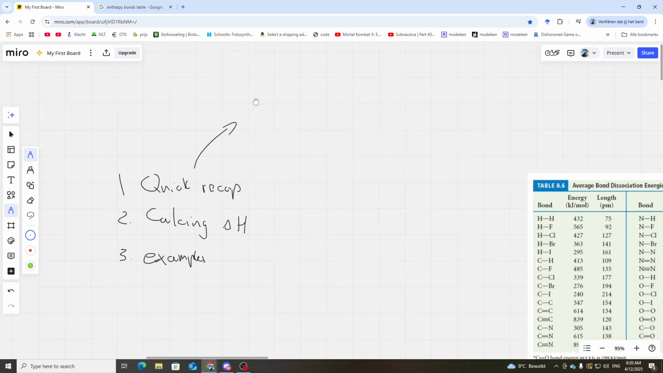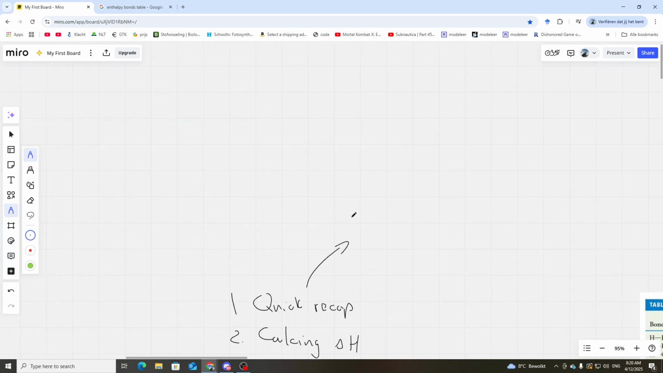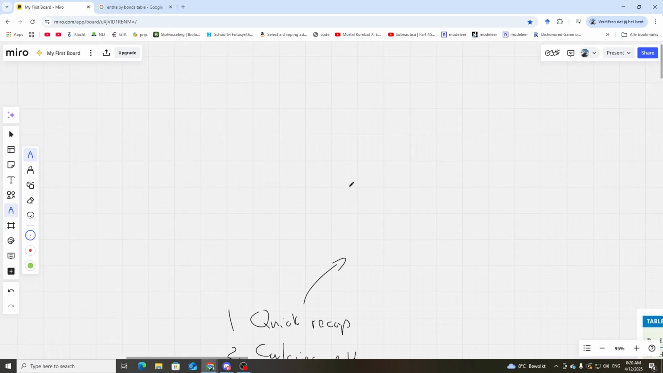So a quick, oh, there we go. We already see some spoilers over there. A quick recap of it is that we need to know that if we see a negative delta H, so we see a decrease in our bond energies in our reaction, that means we are exothermic. And if we see a positive delta H, this means we are endothermic. Yeah? And endo absorbs heat, exo releases heat.